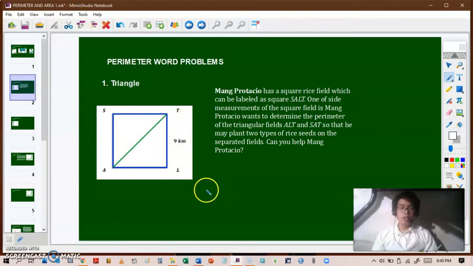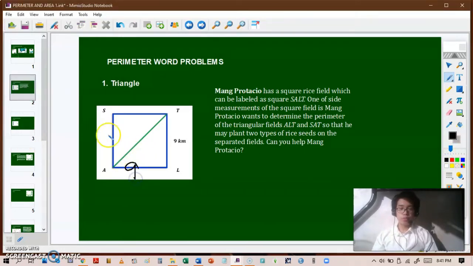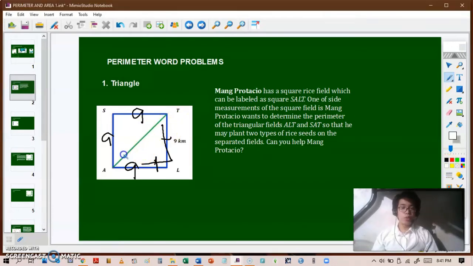So how do we do that? The first property of a square that we know of is that all of its side measurements are the same. That means that AL, SA, and ST also measure 9 kilometers, 9 kilometers, and 9 kilometers. Therefore, we have here an isosceles triangle because they have the same side measurements. To solve for the diagonal, we're simply going to use the Pythagorean theorem.